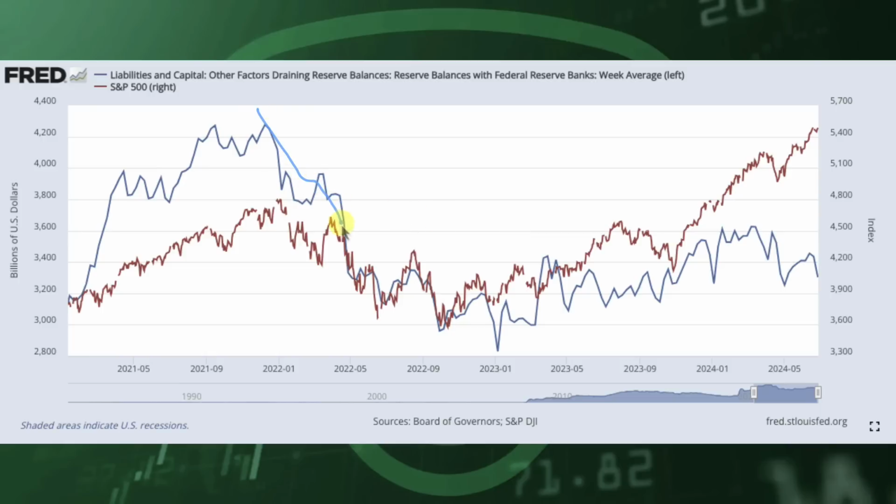We started to come off here. So think of this as liquidity going down. The market started coming down. When it started going up, the market went up. And you can see it was pretty much a 1-for-1 correlation. And even when we started to flatten out here, the market went higher, but then it came back in.